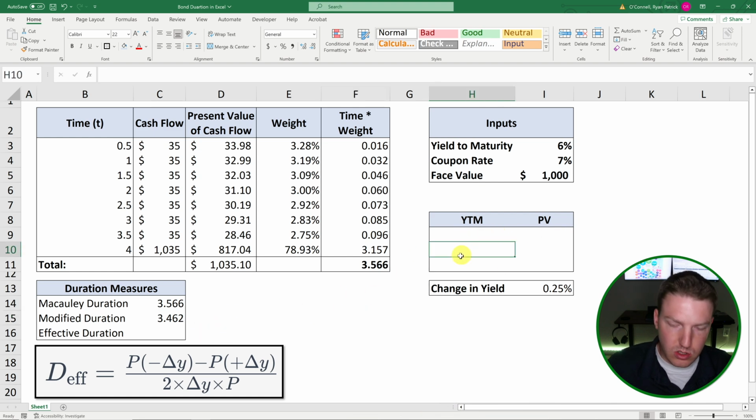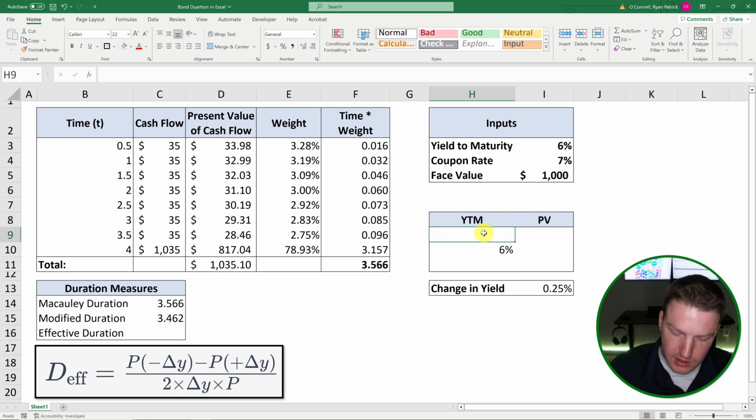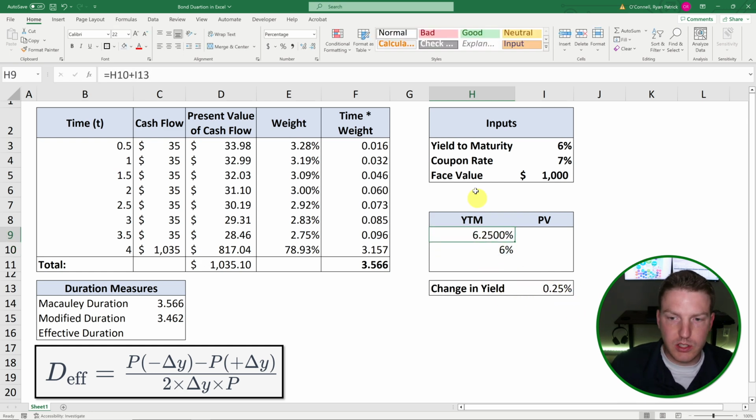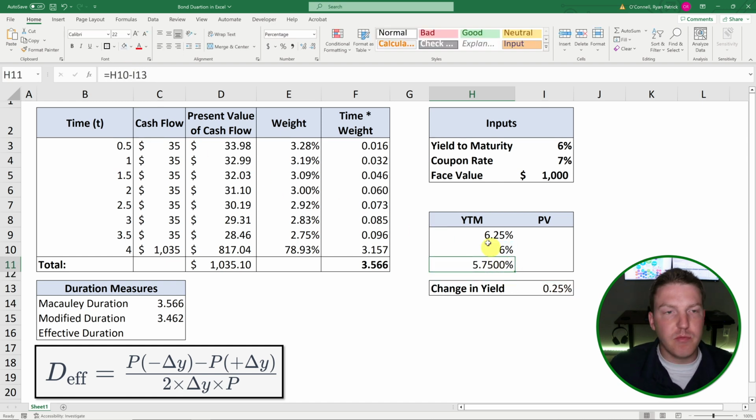Now let's break that down. So let's start off with the initial yield to maturity of 6% right here. And then let's add to that based on this value right here. So we get 6.25%. And then let's change this so that we can subtract by that amount. And we should get 5.75%.